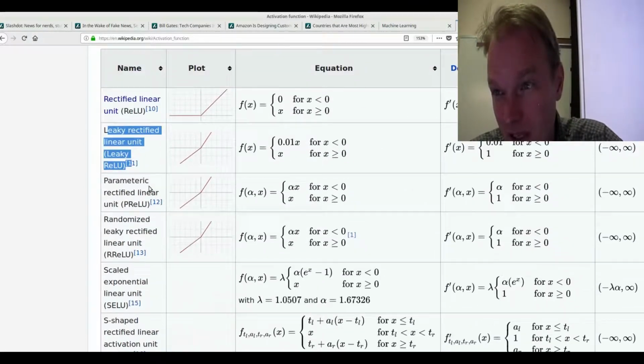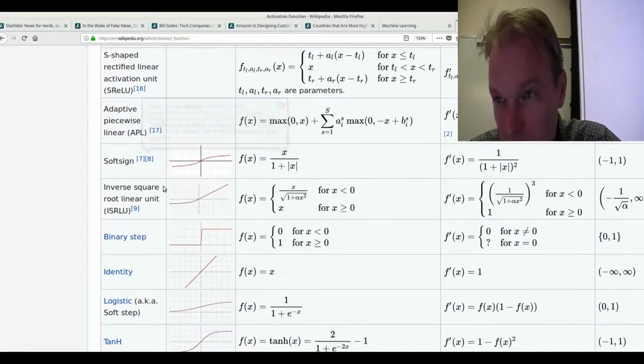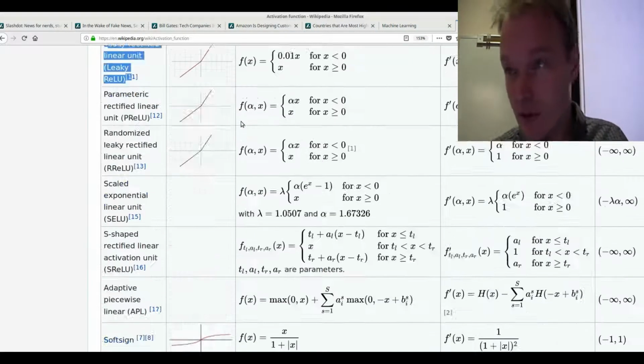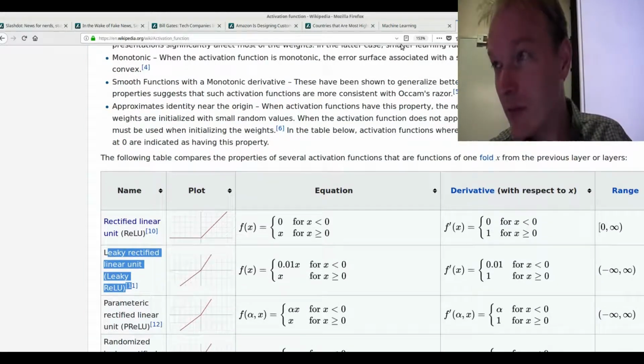He found exponential, where is it? Everything's confusing because they're all out of order. Let me just refresh the page so they're in the order I'm used to. You can click on name.